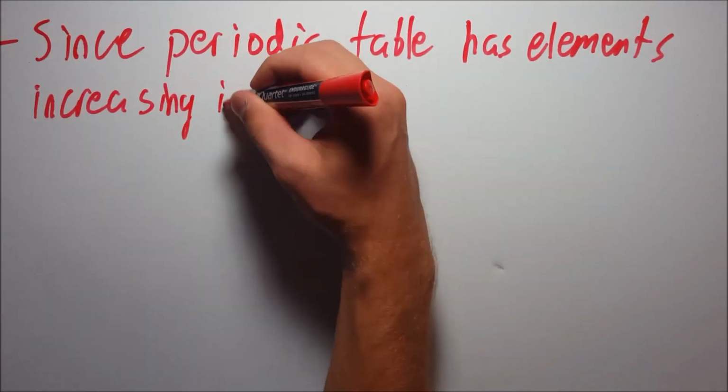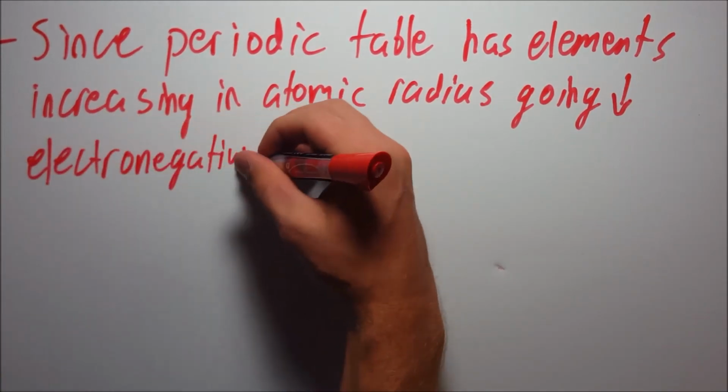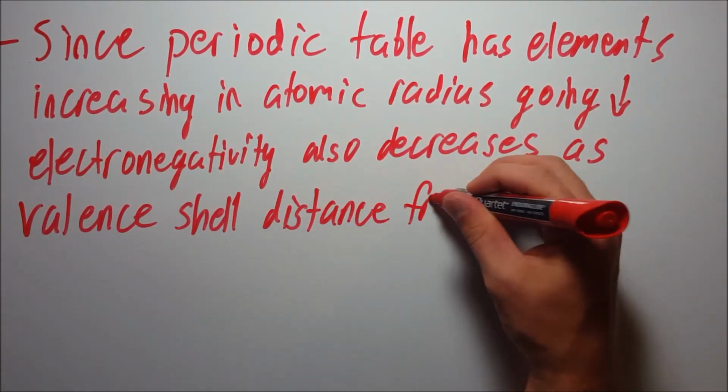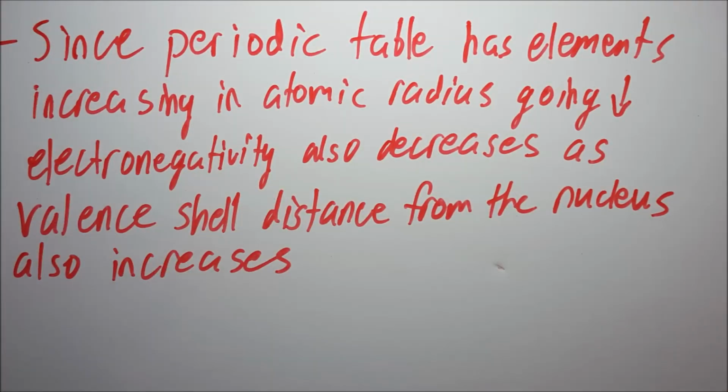Since going down the periodic table has elements increasing in atomic radius, as more electrons are populated in outer shells, the electrostatic force on these electrons is typically less. Thus, electronegativity should decrease going down a column.